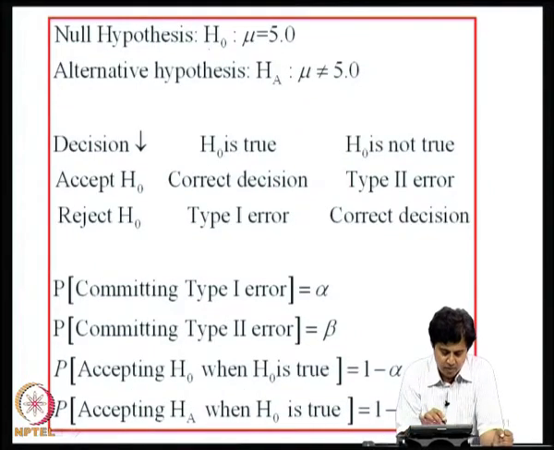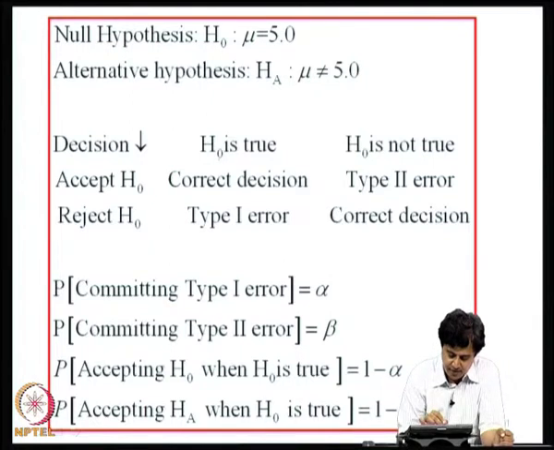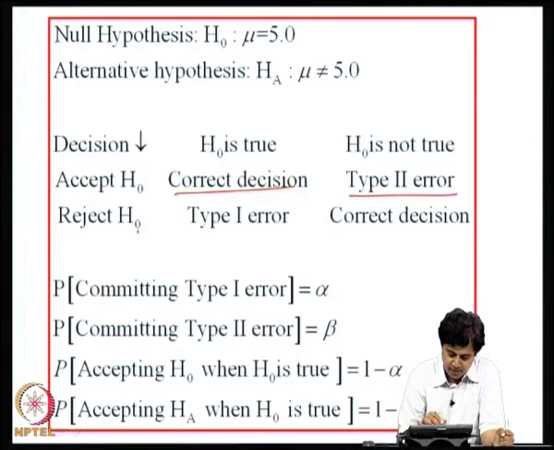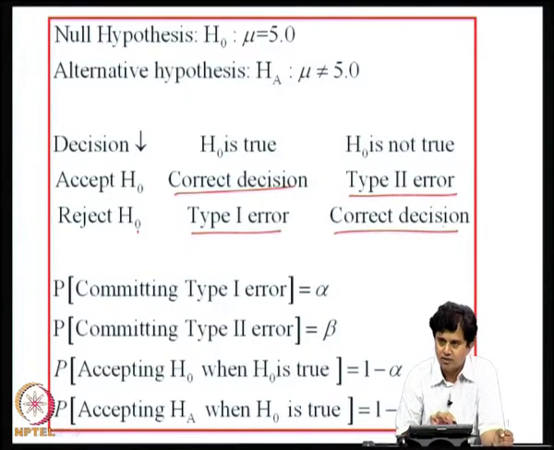Now, the null hypothesis is H0, mu is 5, that means the sample is drawn from a population whose mean is 5.0. The alternative hypothesis is mu is not equal to 5.0, that means the sample is drawn from a population whose mean is not 5.0. Now, the decisions are H0 is true, H0 is not true. You accept H0 when H0 is true, it is a correct decision. You accept H0 when H0 is not true, you are making type 2 error. You reject H0 when H0 is true, you are making type 1 error. You reject H0 when H0 is not true, it is a correct decision. So, there are 2 wrong decisions and 2 correct decisions.